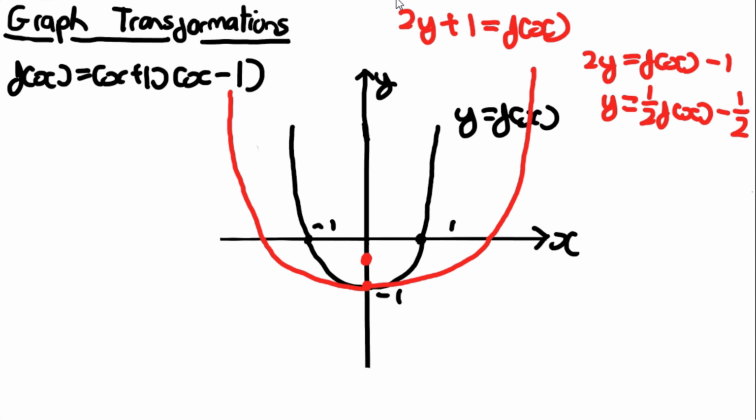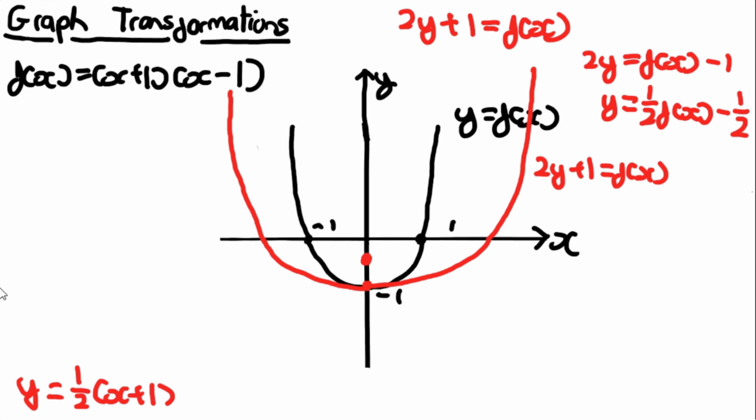Remember to label this as 2y plus 1 is equal to f of x, because this is the same line, remember, so you can just label it as this. And the new equation is going to become y is equal to half x plus 1, x minus 1, minus a half. So the y-intercept remains the same, but there's going to be new roots, which again we can figure out if we make y is equal to 0.